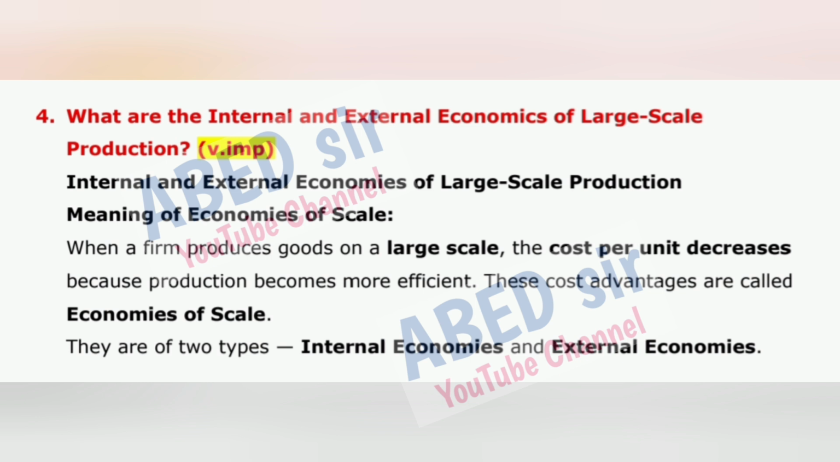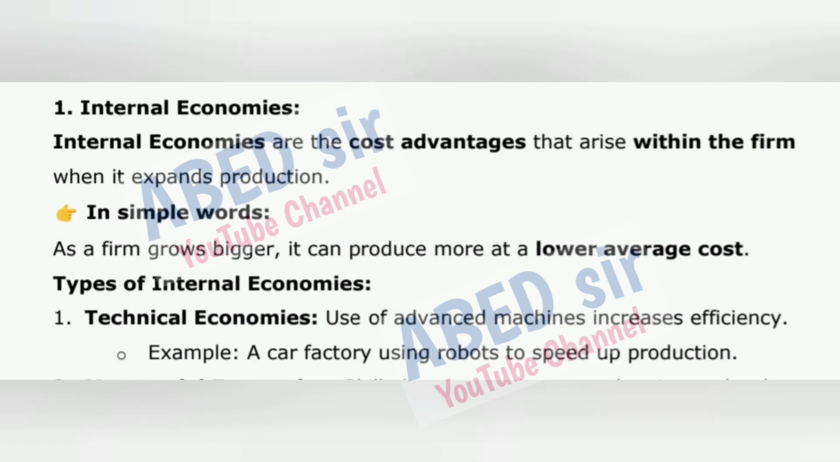They are of two types, internal economies and external economies. 1. Internal economies. Internal economies are the cost advantages that arise within the firm when it expands production. In simple words, as a firm grows bigger, it can produce more at a lower average cost. Types of internal economies. 1. Technical economies. Use of advanced machines increases efficiency. For example, a car factory using robots to speed up production.